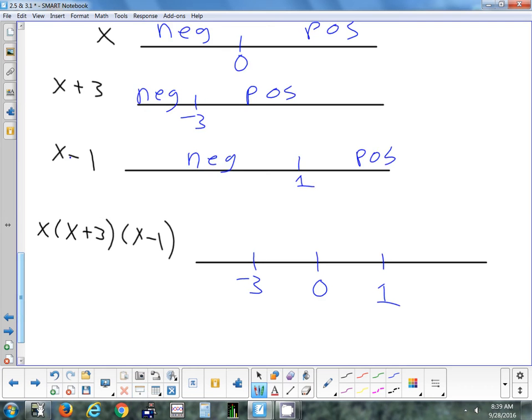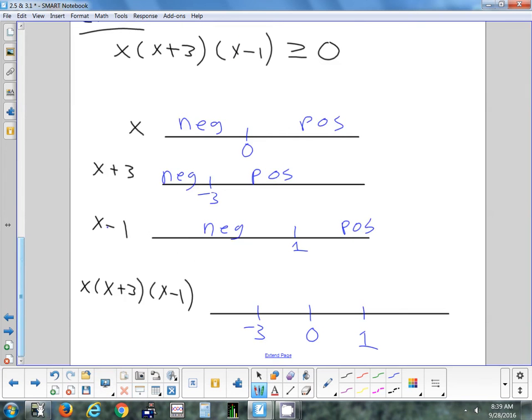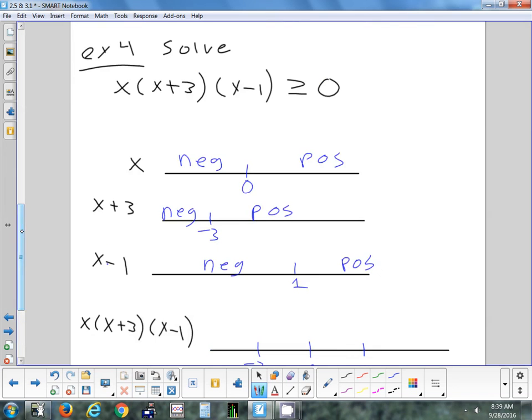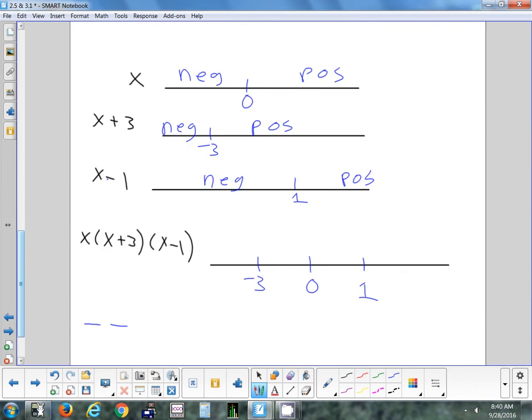Okay, so let's check less than -3 in all 3. In the first one, if you are less than -3, what kind of numbers do you get? Yep, so we get a negative. How about less than -3 in the second one? That's a negative. And less than -3 in the third one? Negative. So you'd have a negative times a negative times a negative. What's that? So that's a negative. You can just make the negative symbol, or if you want to write negative, that's fine.